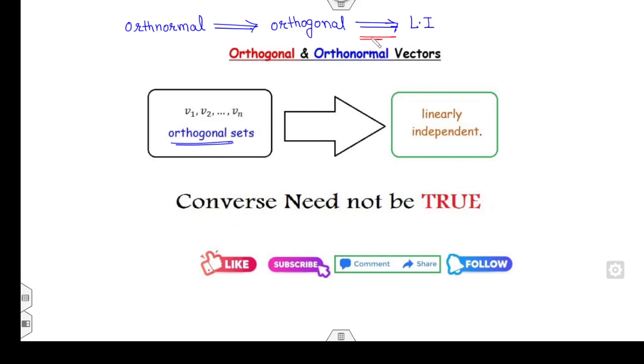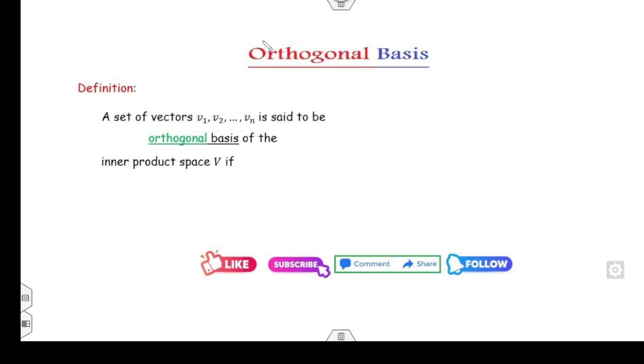But remember, converse need not be true. The last concept is the orthonormal basis or the orthogonal basis. Any set of vectors Vi is said to be an orthogonal basis if it satisfies two properties.